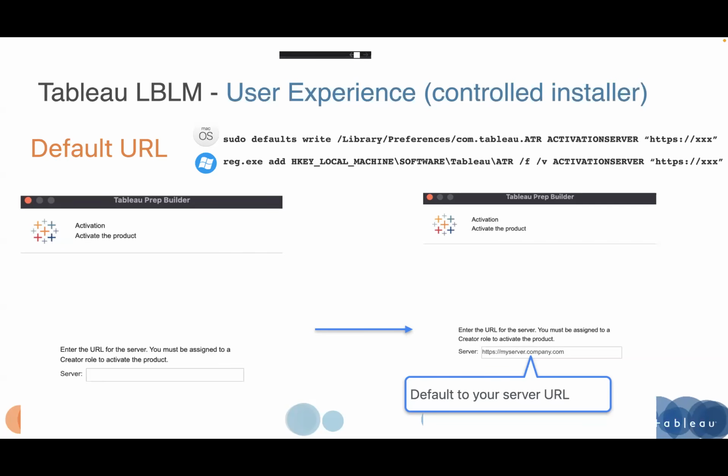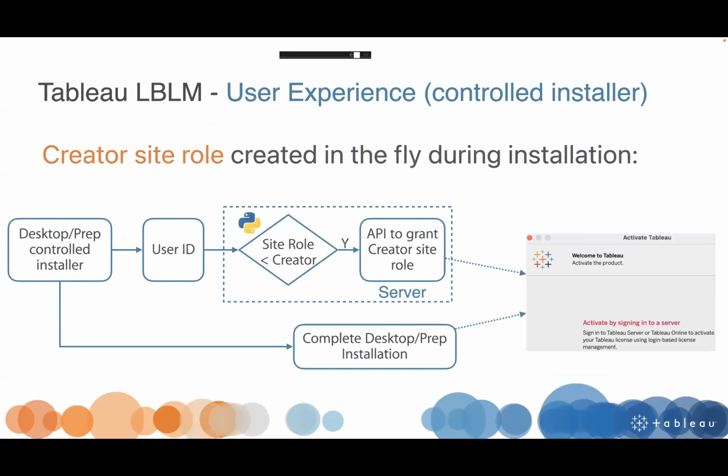Actually, I did it for both of my servers. So there is a default server URL. Also be aware that users can actually override this URL during the activation process. So this is not too bad. It's just configuration, part of your package. Now, what's more challenging for me, this took me a while to figure out, is the creator site role.